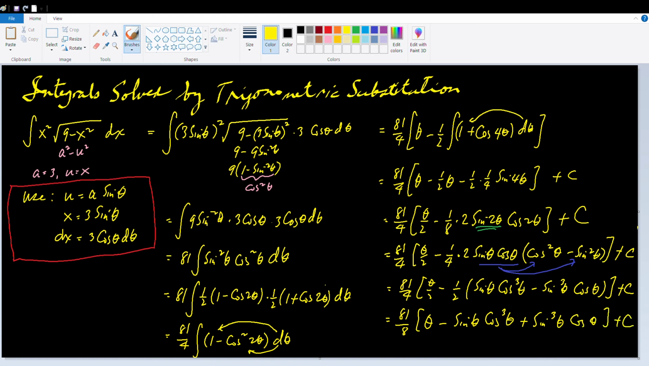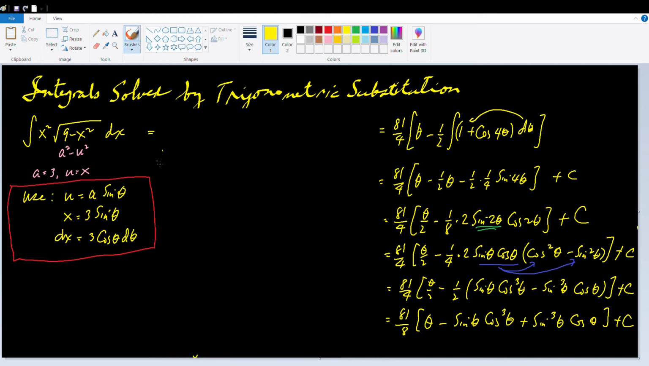Okay, so let us free up some space here. We need to define our sine and cosine, so we refer back to our substitution earlier. We construct a right triangle with the acute angle theta.